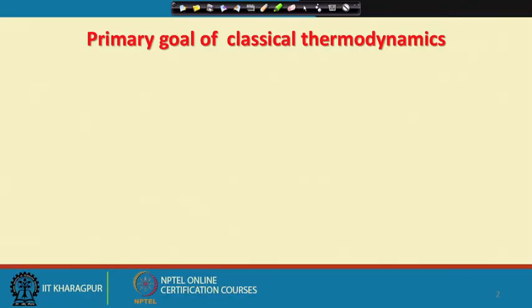Now, the primary goal of classical thermodynamics is to study the equilibrium properties of a system. So, in thermodynamics there is no dynamics, and we are not interested in time dependent properties of a system in equilibrium. So, the first question that arises is, what is a system in equilibrium? A system in equilibrium is something where the measurable properties are not changing with time.